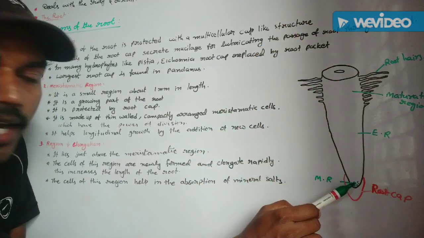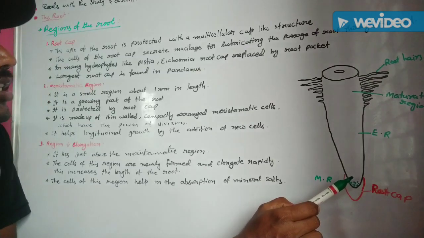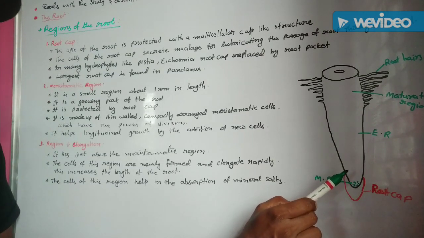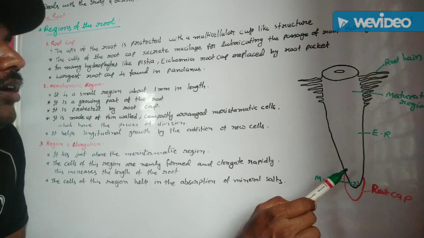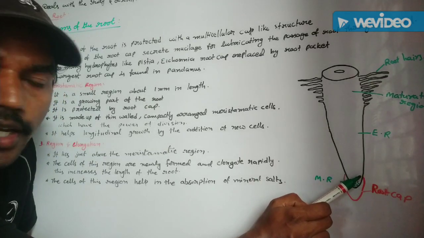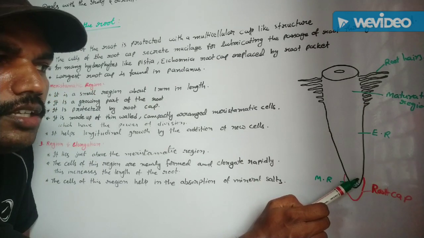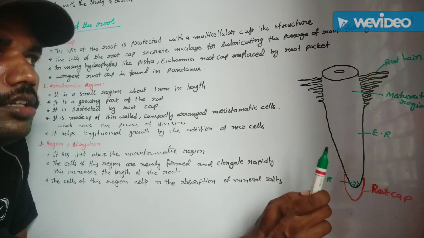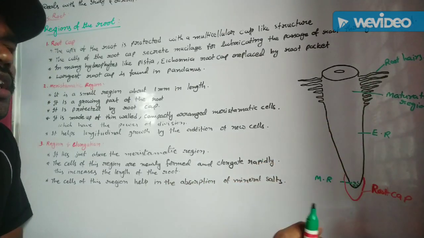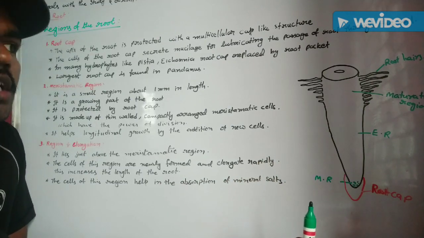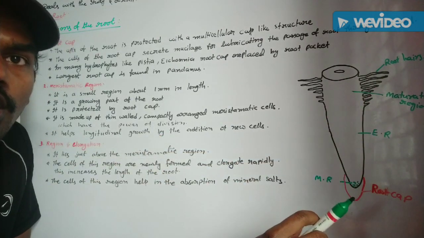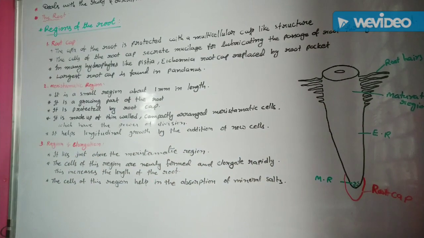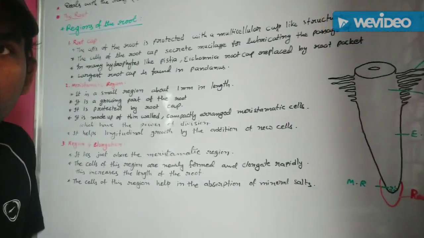Next one, meristematic cells. They have the power of division. Hence, new cells arise from this meristematic region. These cells are converted into the elongation region. Understand? And the maturation region arises from the elongation region. It is highly matured and also a very important region in the root system.